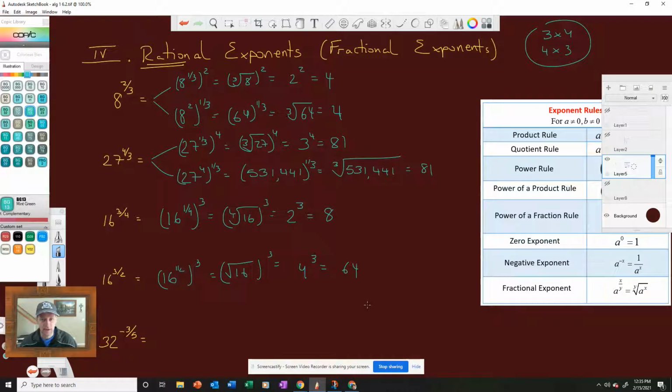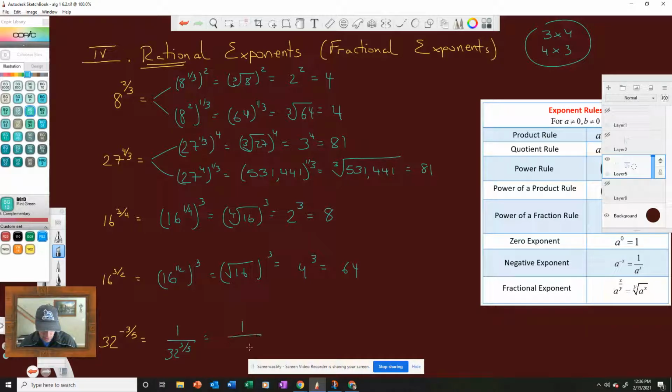All right, for a fun little challenge, I'm wondering if you can figure out 32 to the negative 3/5 by yourself. Why don't you try it? No, too hard? Well, okay, here's what you should have. I have a negative exponent. What do I do with negative exponents? I put them on the bottom. So what I end up with is 1 over 32 to the 3/5. That's all, just that.